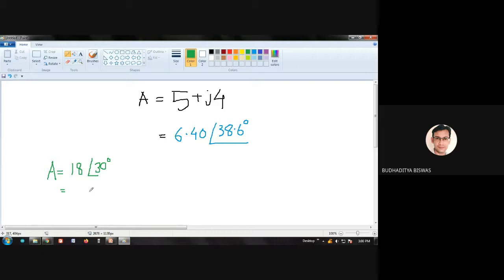Calculator is allowed in the exam. This is not a school. Scientific calculator is allowed in the exam. So it's 9 plus, exactly 9.